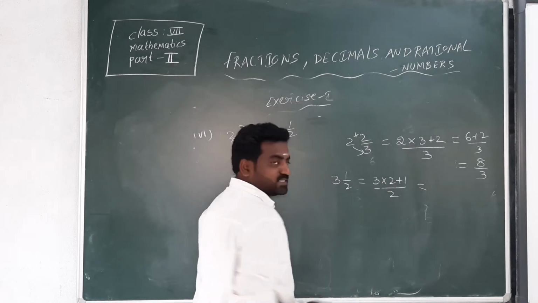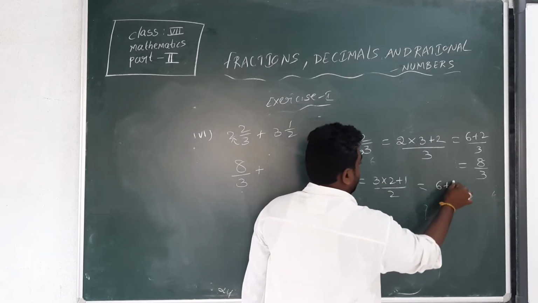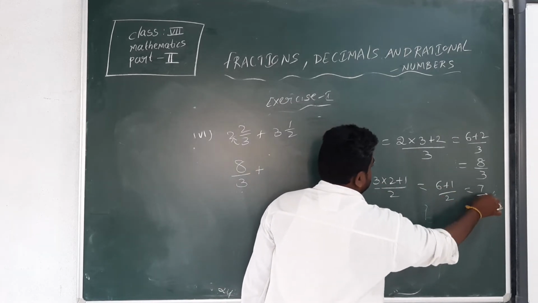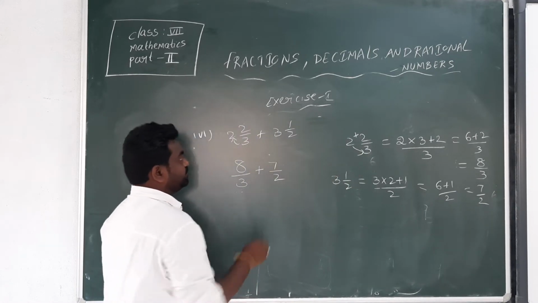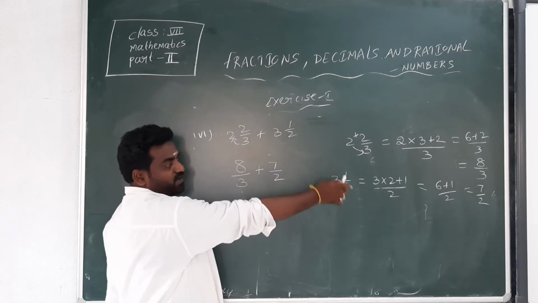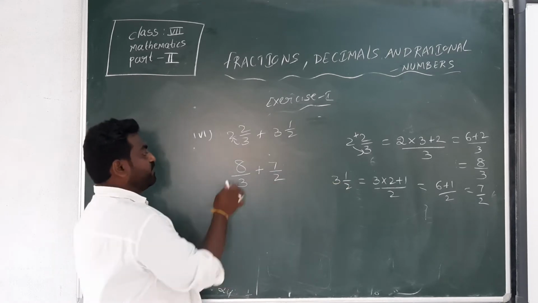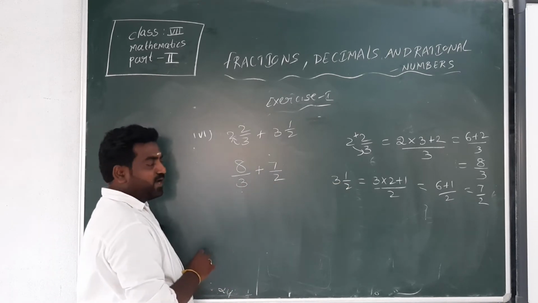3 2s are 6, 6 plus 1 is 7, so 7 by 2. 2 3s are 6 plus 1, 7 by 2. We add 8 by 3 plus 7 by 2.